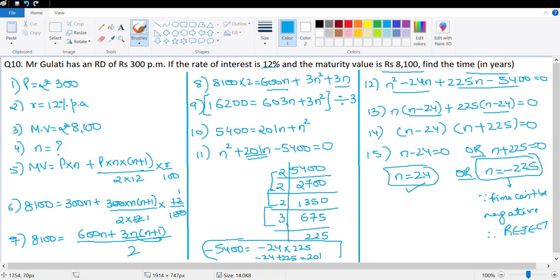Let's read the question. It says find the time in years. So therefore time is 24 months, which is equal to 2 years. Perfect. That brings me to an end of this exercise.